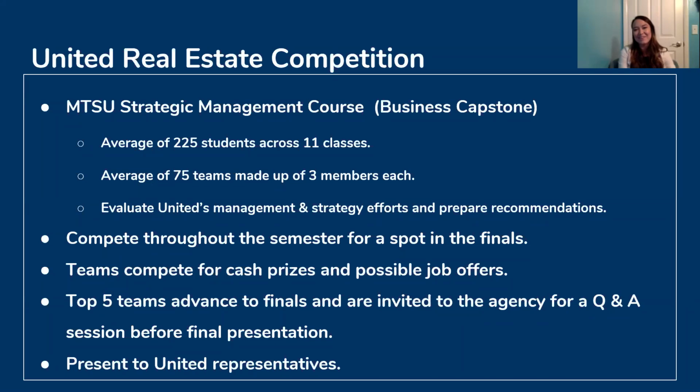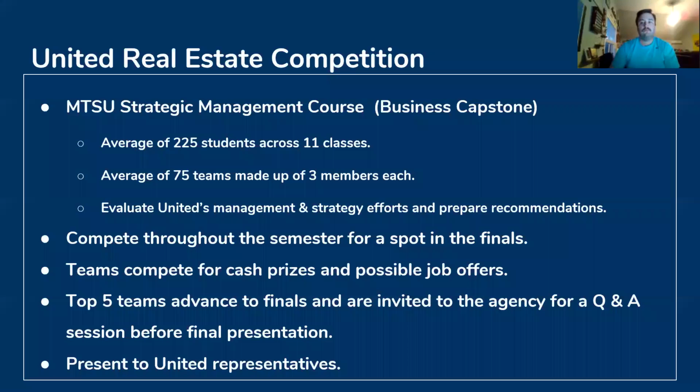Okay, so let's look at what exactly the real estate competition is. So this would be for the MTSU Strategic Management course, which is a business capstone class for undergraduate students in the business college. It averages 225 students across 11 classes per semester. So that's an average of 75 teams made with 3 members each working on this competition, in each semester. And what the teams do is they spend the entire semester evaluating United's management and strategy efforts and preparing recommendations for United. They compete throughout the semester in front of their professors, and their professors will choose the top 5 teams that will advance onto finals.